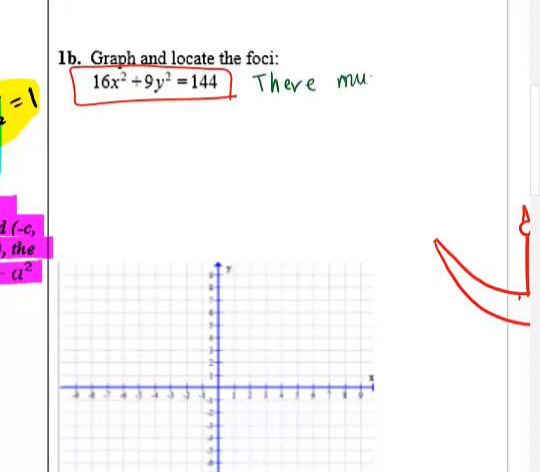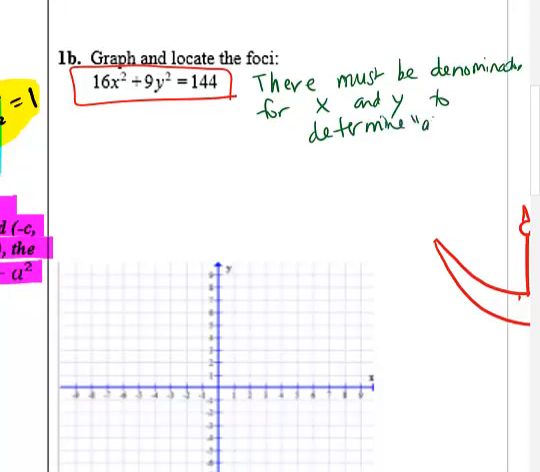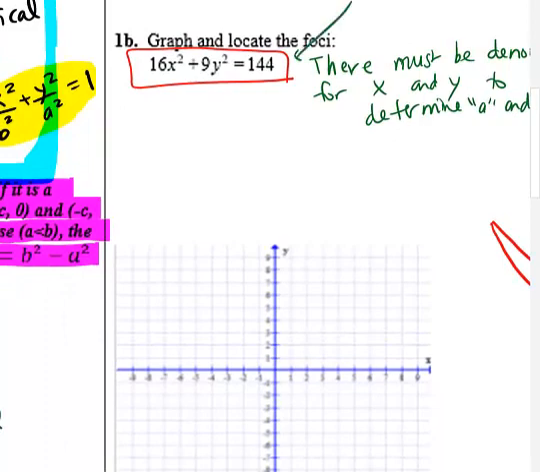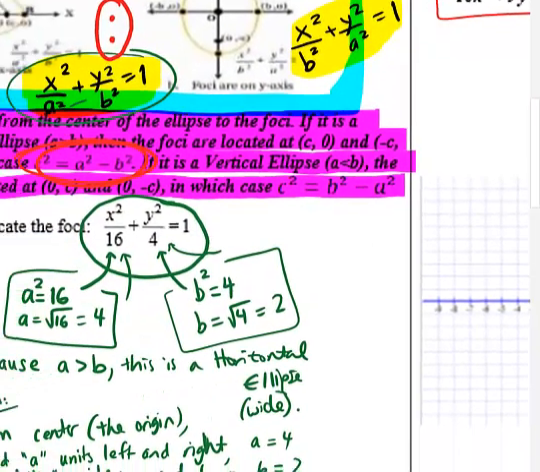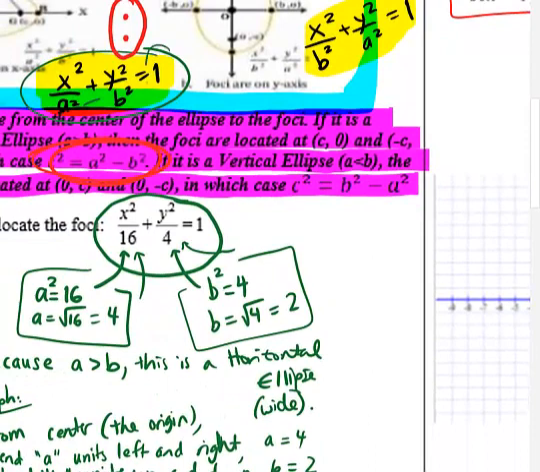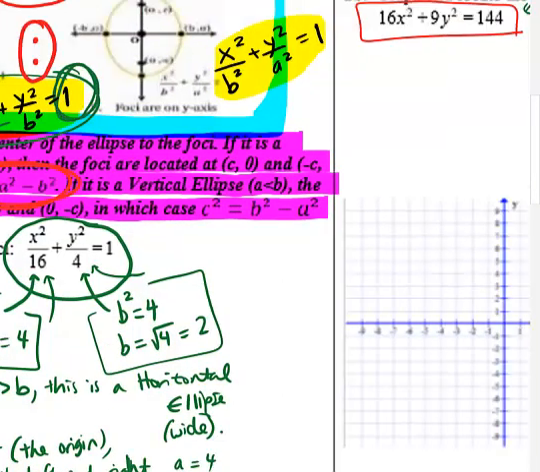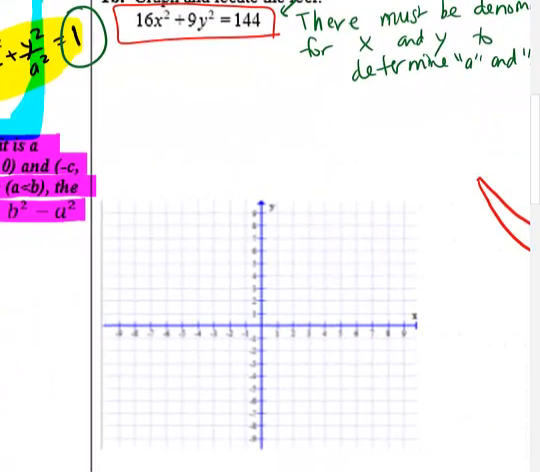There must be denominators for x and y to determine the values of a and b. Another difference between this equation and the general equations they've given us is, notice what's on the other side of the equation from x and y. There's a 1, no matter what. I think that's a big problem, and it'll give us a hint as to how to fix it. So this should be a 1 instead of a 144.